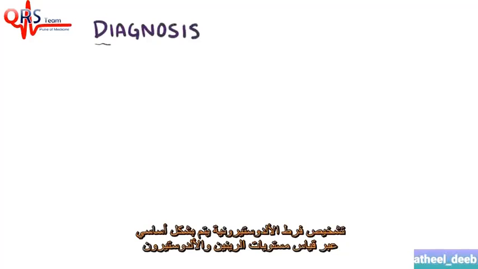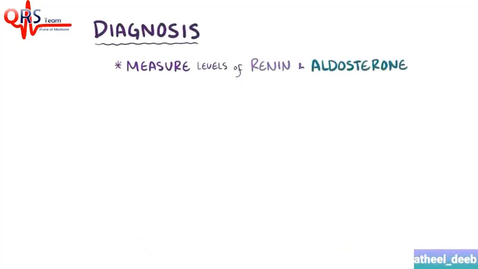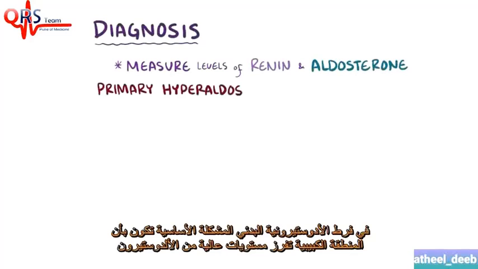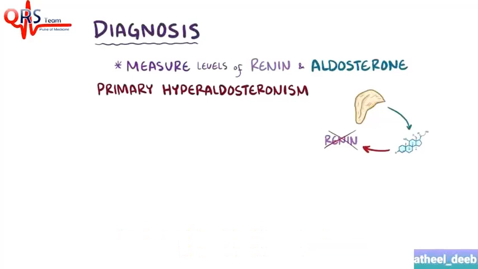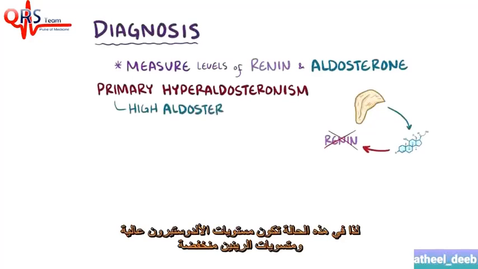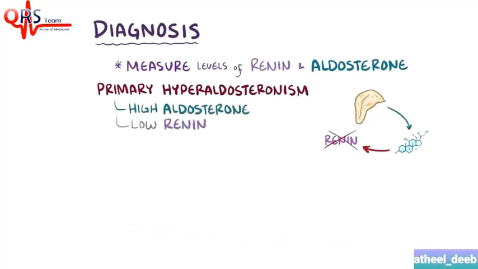The diagnosis of hyperaldosteronism is mainly done by measuring levels of renin and aldosterone. In primary hyperaldosteronism, the main problem is that the zona glomerulosa cells secrete high levels of aldosterone, and that aldosterone has a negative feedback effect on renin, and so it actually inhibits renin production. So in this case, aldosterone levels are high and renin levels are low.